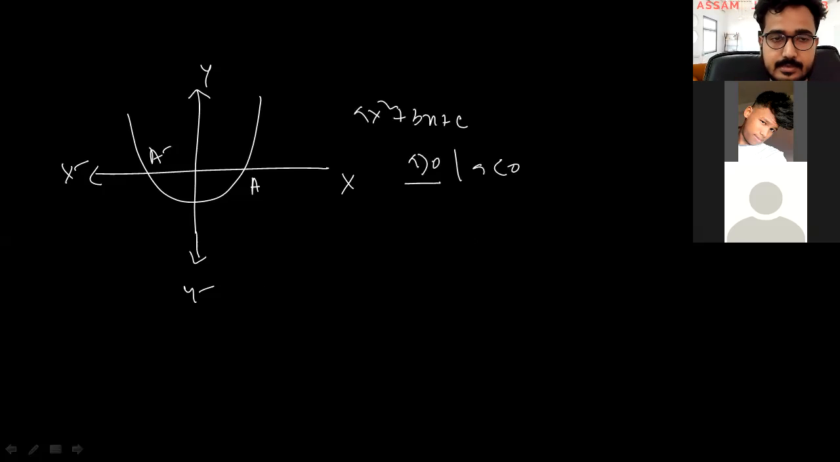Greater. Yes, greater than 0. Because why? Because it is an upward parabola, so it will be greater than 0. Good. Now see the next case, case 2.